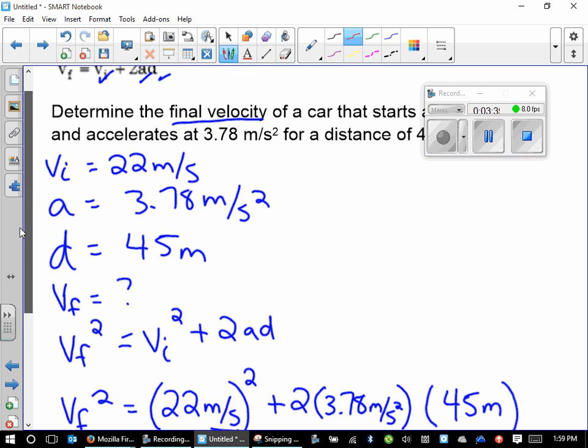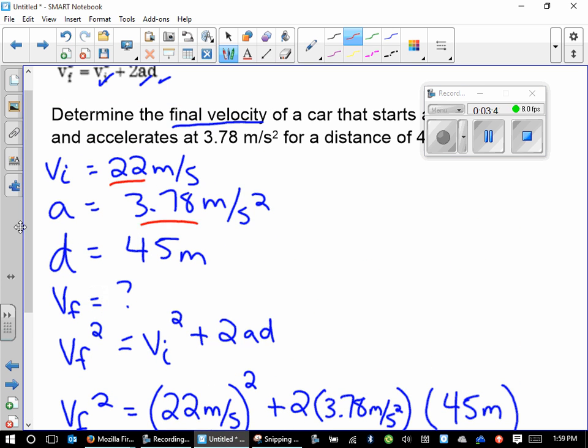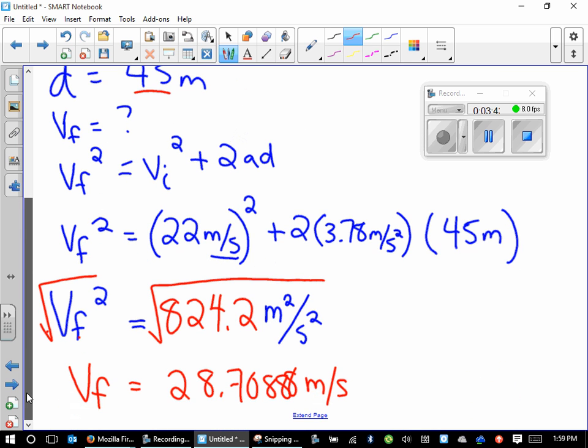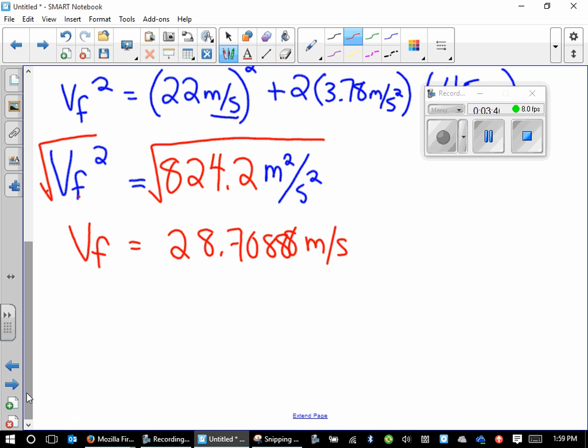Let's go back and look at significant digits. 2, 3, 2. Least number of significant digits. So I can have 2. So that would be 29 meters per second. Okay. That's our final answer.